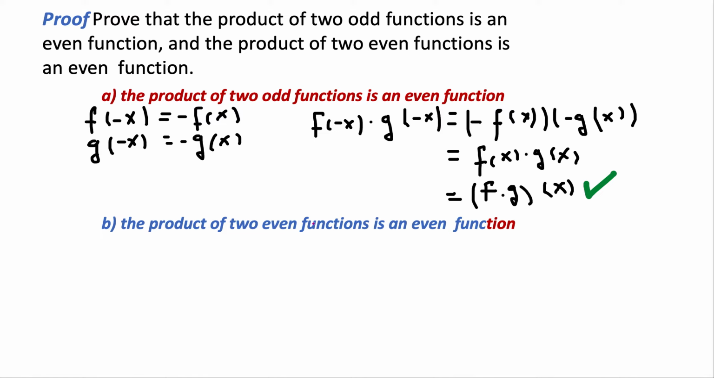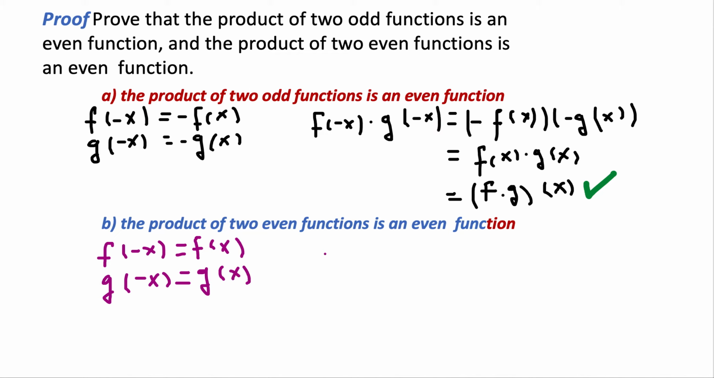The product of two even functions is an even function. According to the definition of an even function, f of minus x, with argument minus x, is going to be equal to f of x, positive. And now if we take the second function, g with the argument minus x, according to the definition of the even functions, we get g of positive x.